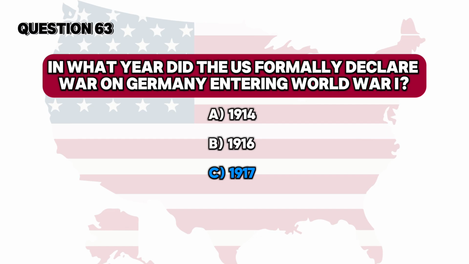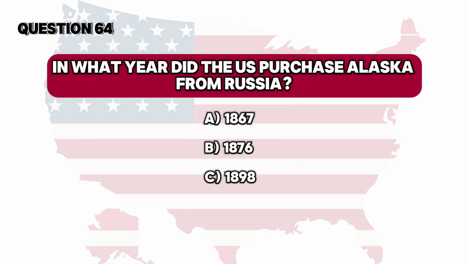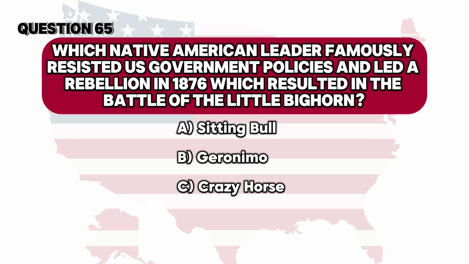1917. In what year did the U.S. purchase Alaska from Russia? 1867. Which Native American leader famously resisted U.S. government policies and led a rebellion in 1876, which resulted in the Battle of the Little Bighorn?